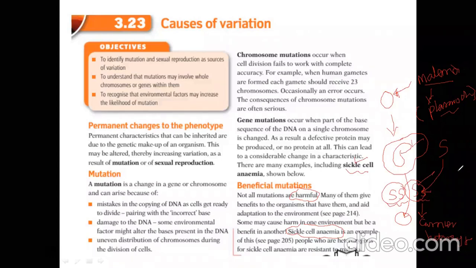Right? But unfortunately, what happened? If a person gets both alleles small and small, it means he received both small and small. So this person has what? Sickle cell anemia. Right? From one side he has resistance and protection, but on the other side, this mutation is not good for him, because he got sickle cell anemia. Am I clear? All right.